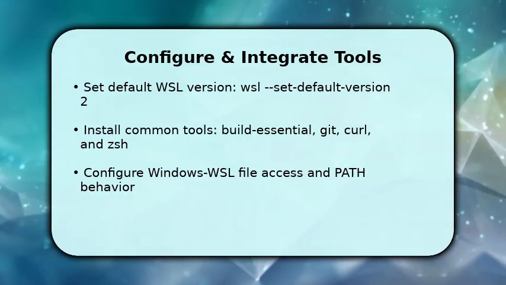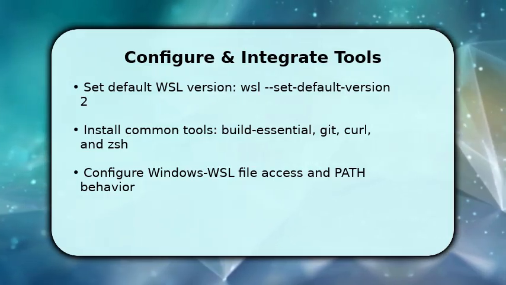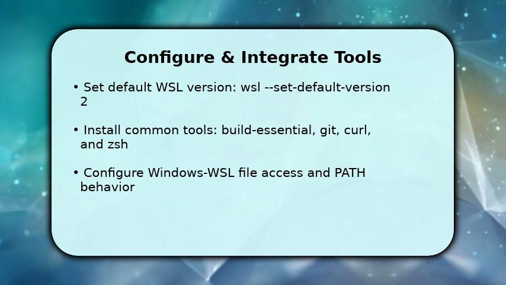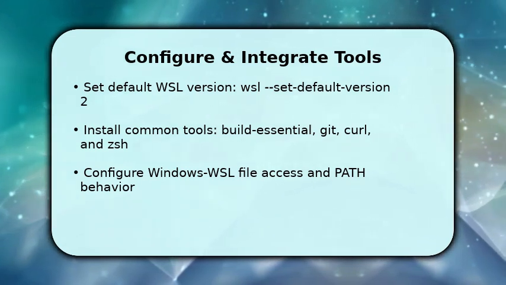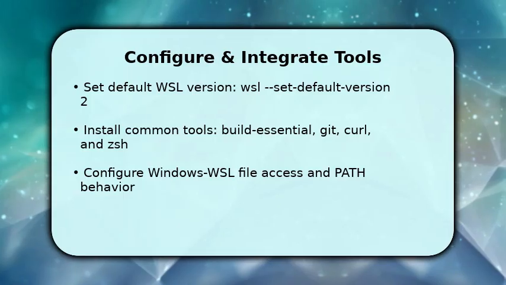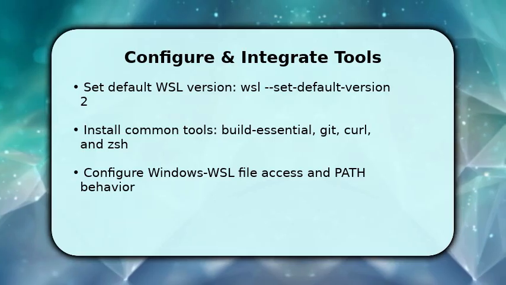Configure interop and file access by editing /etc/wsl.conf to control Windows path and auto mount options. This prevents surprising permission or performance issues. Finally, customize your shell and test tools to confirm integration between Windows and WSL.